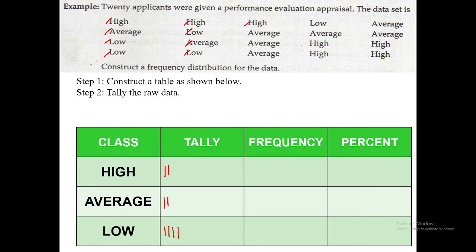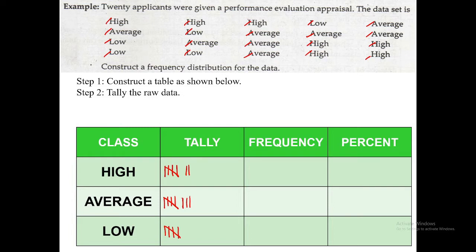High, average, to low, 1, 2, 3. So I'll be having 1, 2, 3. Then I have low. Then I have average. I have 1, 2, duha ka high. And I have duha ka average. And I have duha ka high. So that's step number 2. You tally the raw data. Is step number 2 clear?